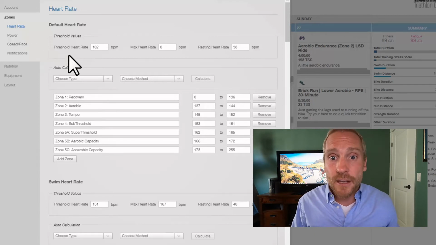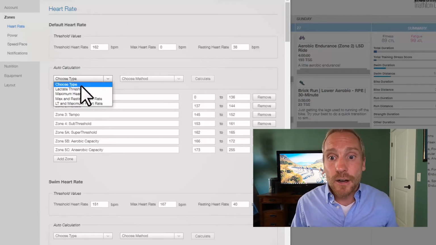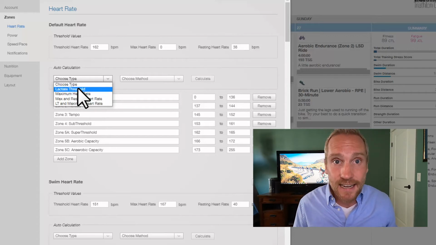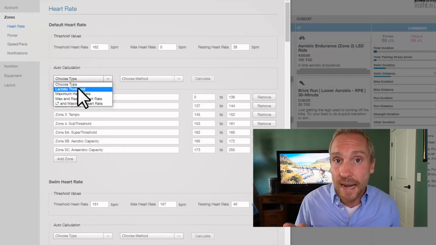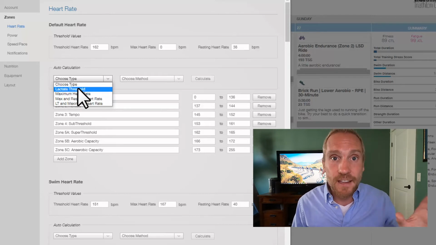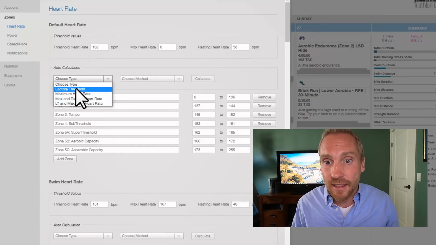Now, there's lots of ways that you can calculate. Typically, though, lactic threshold is the number one way these days to calculate your training zones. Threshold is an intensity you could hold for about an hour. And there's a number of different tests that you can do, which I'm going to talk about in the next video. But just know that that's pretty much how we're going to set everything.